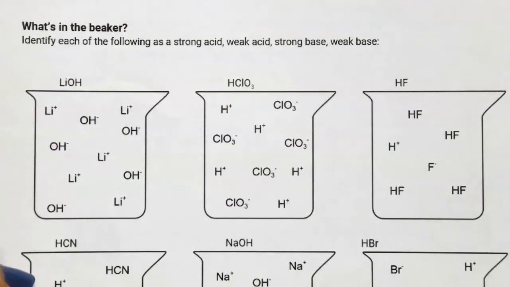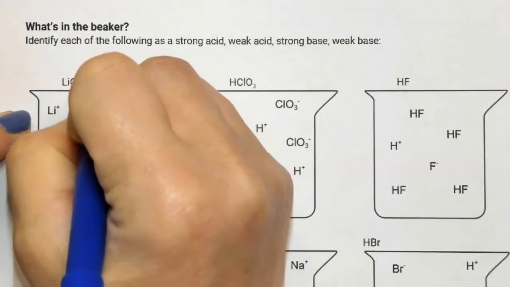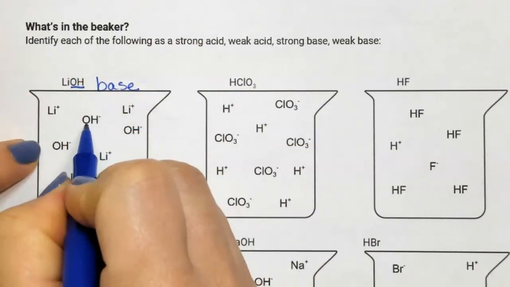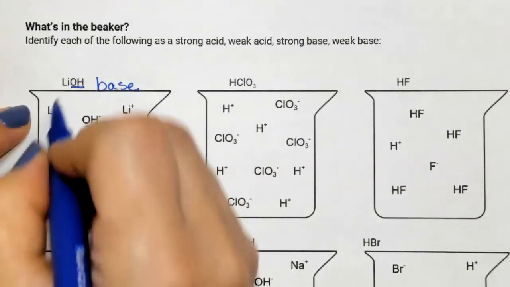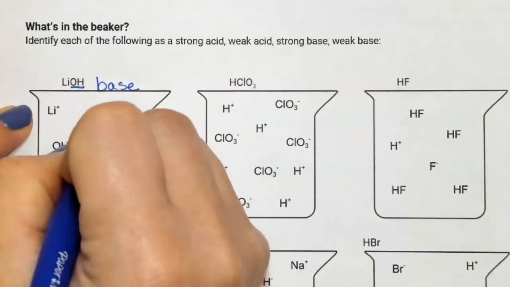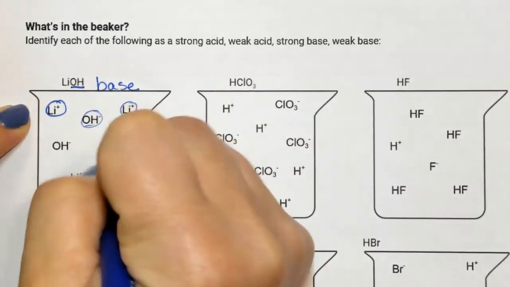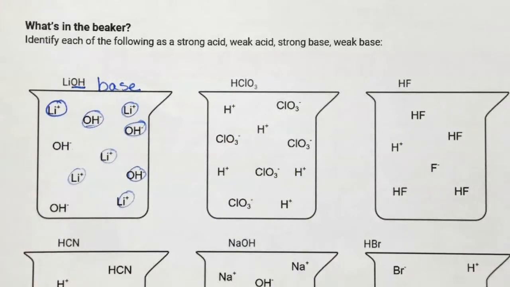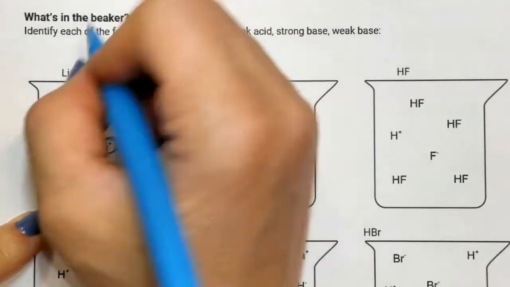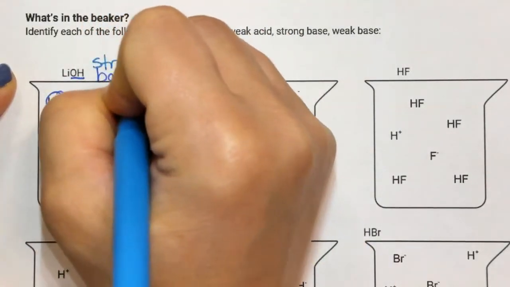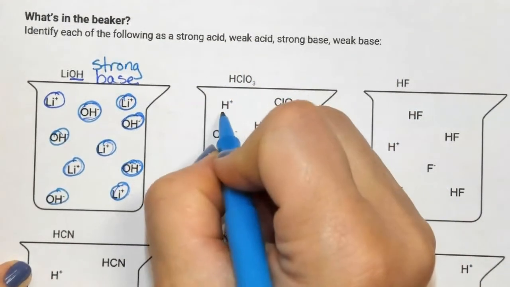Now we're going to do an activity called What's in the Beaker. When I look here, because I have hydroxide, that's how I know this is a base. And you can see all the hydroxides in the beaker, which is how we know this is a base. Everything that has a positive or negative charge, I'm going to circle to kind of get an idea of how many positives and negatives we have in the beaker. And so you can see everything has a positive or negative charge, and that's going to make this a strong base.